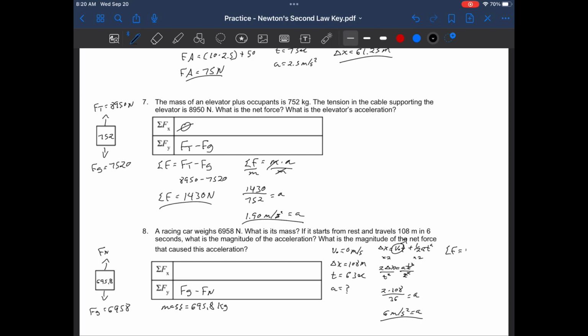What is the magnitude of the net force? Well, we know net force is mass times acceleration. Mass is 695.8. Acceleration is 6. So we just take our 695.8 and we multiply by 6. And that gets us our net force. Because net force is mass times acceleration, you can either do the math for the summation of forces for the net force, or you can work the other side of the equation, mass times acceleration. In this case, net force is going to be 4,174.8 newtons.